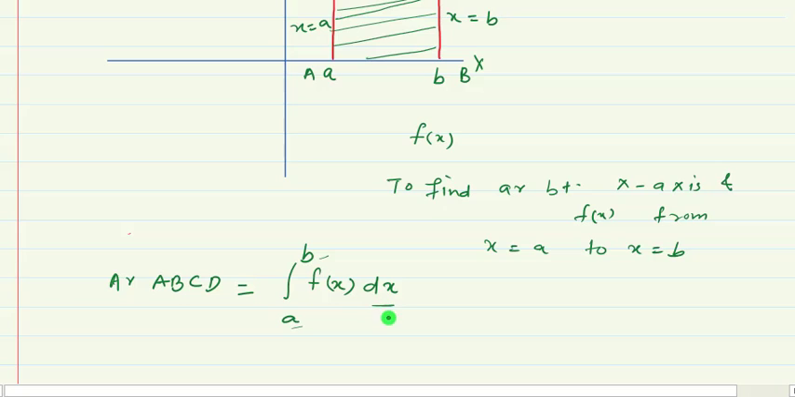In the next portion, I will discuss that if we are calculating this area with y-axis, then we'll write here dy. So dx or dy will be written according to which axis we are calculating area. So if any area is lying above x-axis and we need to find the area of this portion with x-axis, then this can be represented this way, that is integration over a to b f(x) dx.